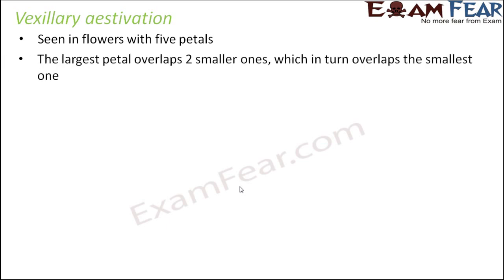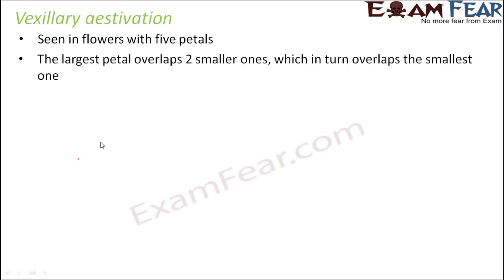Now the last and the fourth type, that is vexillary aestivation. This kind of aestivation is only seen in flowers with 5 petals. So it is not a very common one, but it is seen in flowers with 5 petals. So how is the arrangement here? And that too, these 5 petals, they are all of different sizes. So the largest petal overlaps the two smaller ones, which in turn overlaps the smallest one.